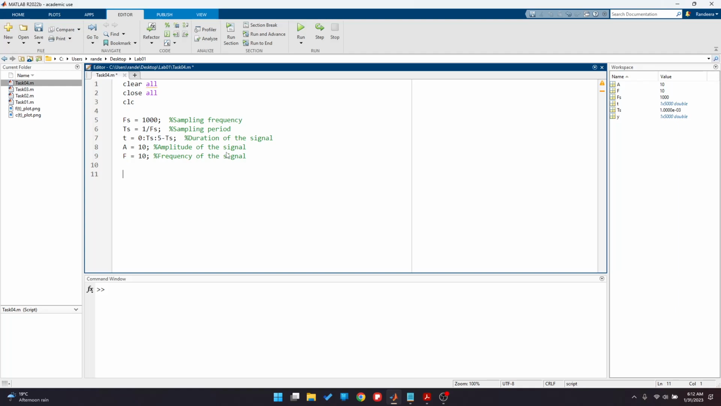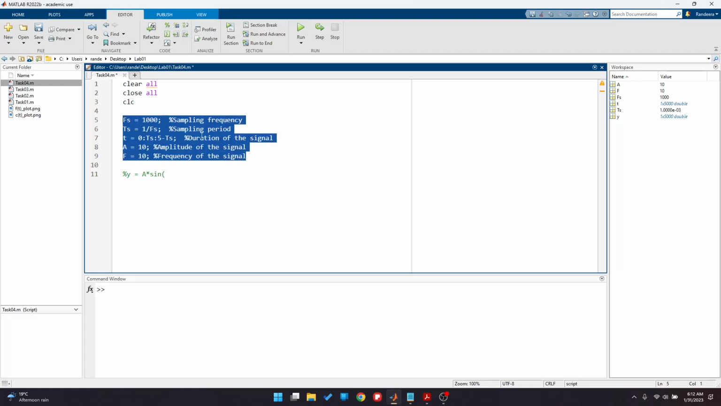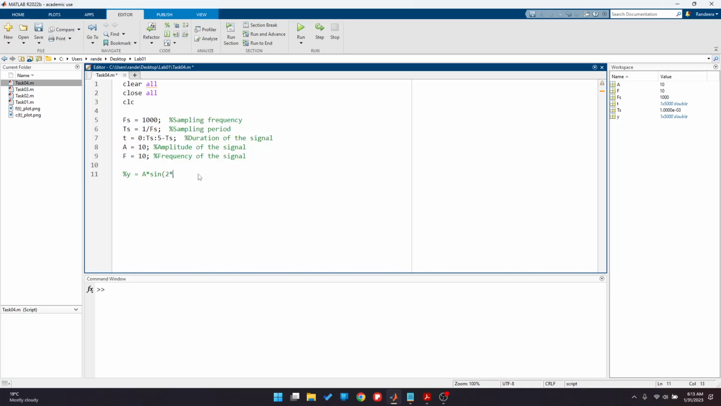After defining all these parameters, we can use the equation y equals a sin omega t. Now here we don't have omega in the parameters that we defined. Omega in this equation stands for the angular frequency, which can be written as 2 pi f. So omega is equal to 2 pi f. So I can rewrite this equation as a sin 2 times pi times f times t. So this is the equation that we will use.